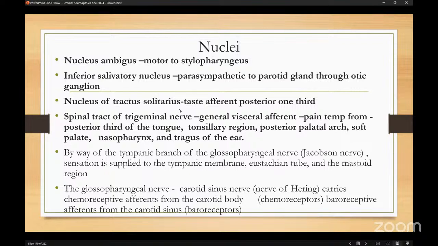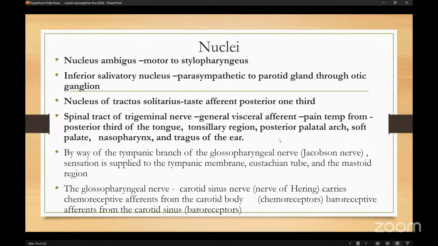Basically, this nucleus is responsible for carrying all the taste sensation. So even for the seventh nerve, anterior two-thirds goes through the nucleus of tractus solitarius. For the ninth nerve, posterior one-third goes through the nucleus of tractus solitarius. For the 10th nerve also this nucleus carries the taste sensation from the posterior-most part. The spinal tract of trigeminal is basically carrying the general visceral afferent, that is pain and temperature sensations, from the tongue, tonsillar region, palatal arch, soft palate, and ear.